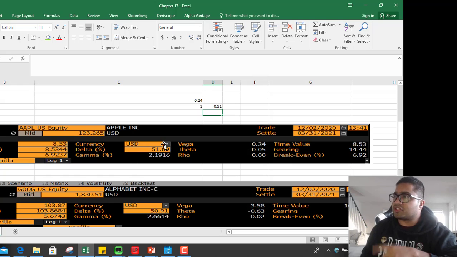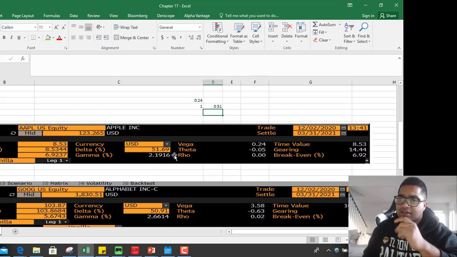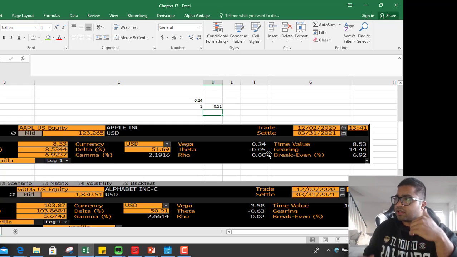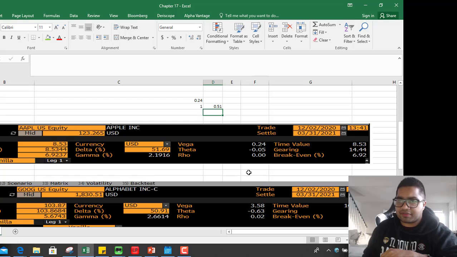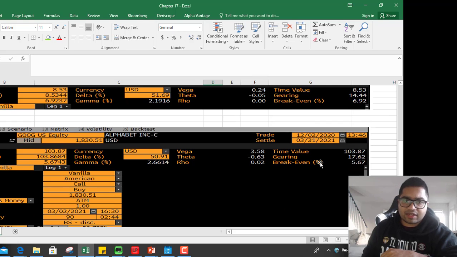Now delta is generally true for small movements, but you have to adjust it by gamma if you have to factor in large movements. Okay. Then theta is 0.05. So each day this option will lose $0.05. Okay. Time value is given and all those things are given. So let's look at one more.